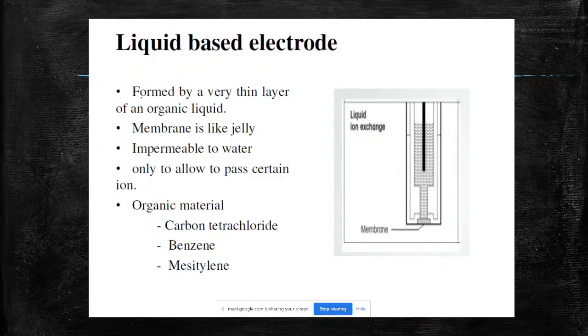So liquid based electrode, this is formed of a very thin layer of organic liquid, in semi-solid forms like membranes, like jelly. So they are impermeable to water and they only allow selected ions. Okay, so the materials that can be used to prepare the jelly are carbon tetrachloride, benzene and mesitide.